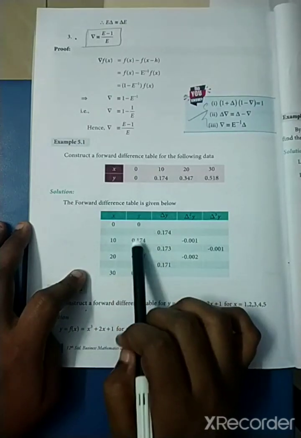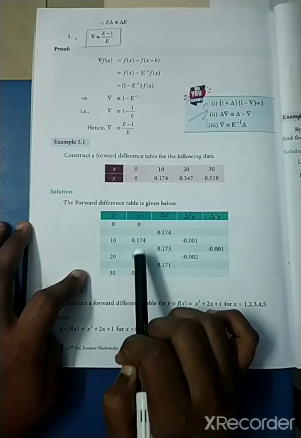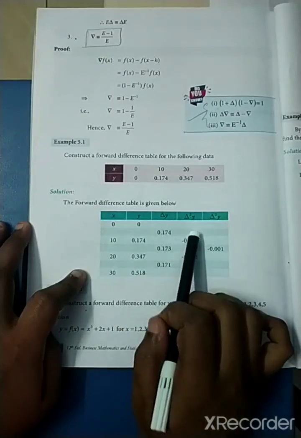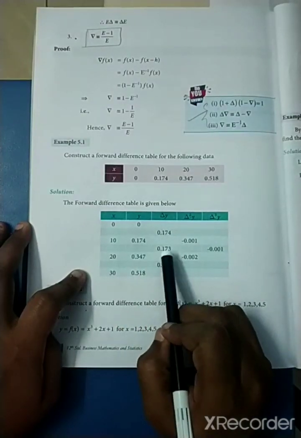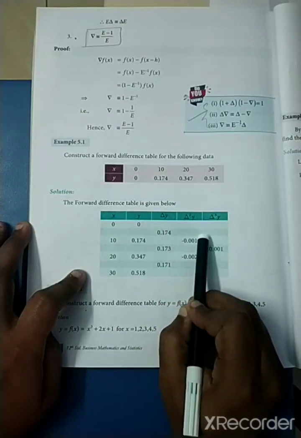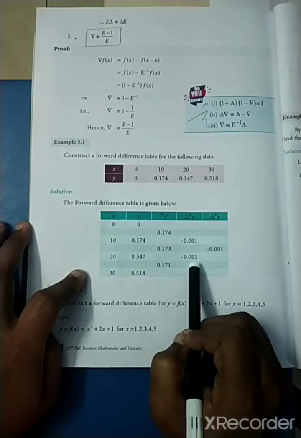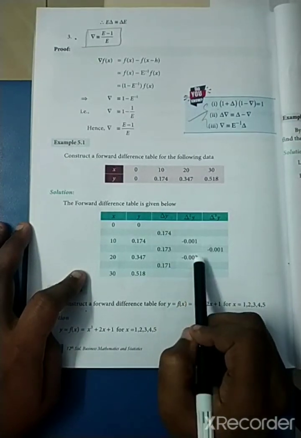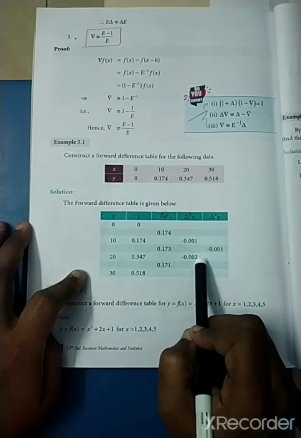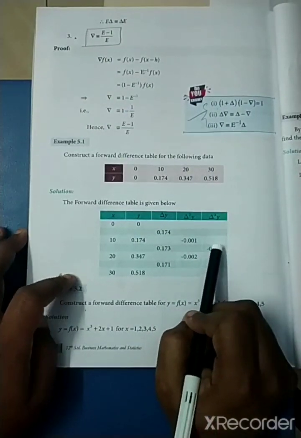Now I subtract. 0.174 minus 0, I get 0.174. 0.347 minus 0.174, it's 0.173. Similarly, when I am finding the difference here, it is 0.173 minus 0.174, that is why I get the minus here. Similarly, subtracting here also, I will be getting a minus sign. And then I will subtract between these two. You have to take the second one, that is minus 0.002. Minus of minus will become plus. So whatever the value, I will be having it here.